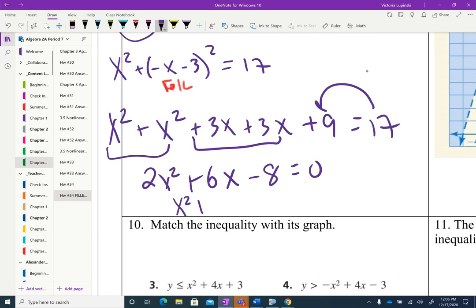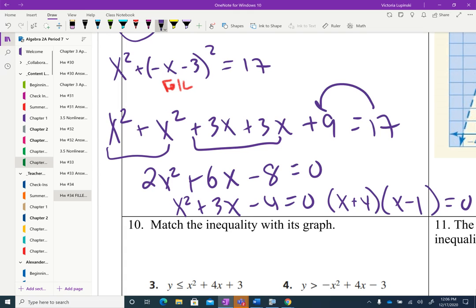Thank you. I'm going to divide by 2. And then look at that, it does, in fact, factor. Two things that multiply to be negative 4 and add up to be positive 3 would be x plus 4 and x minus 1. That is still equal to 0. So that's going to give you x equals negative 4 and x equals 1.